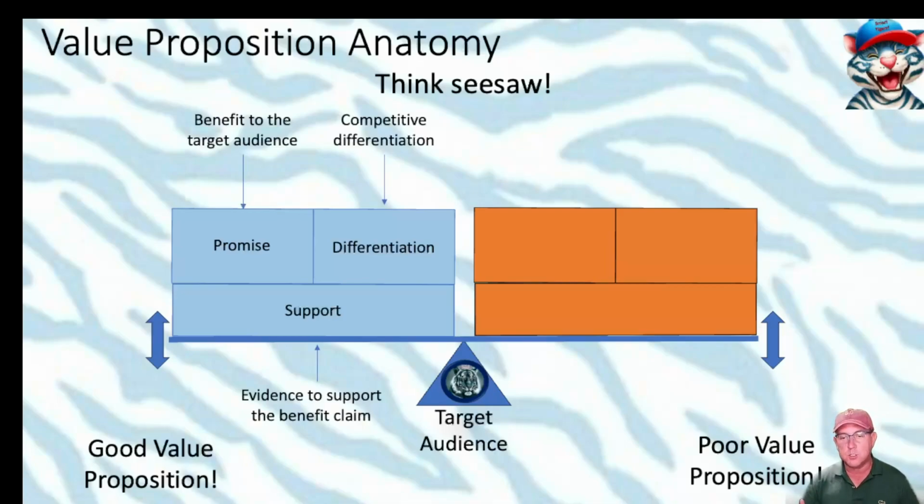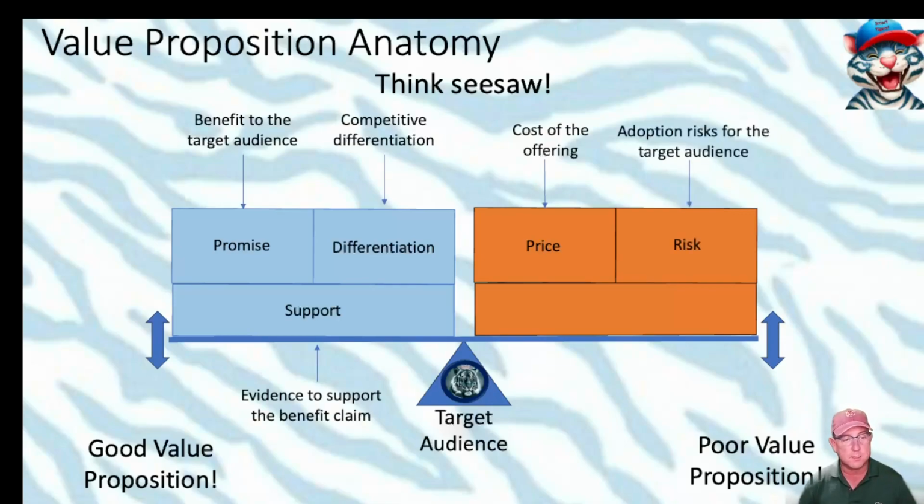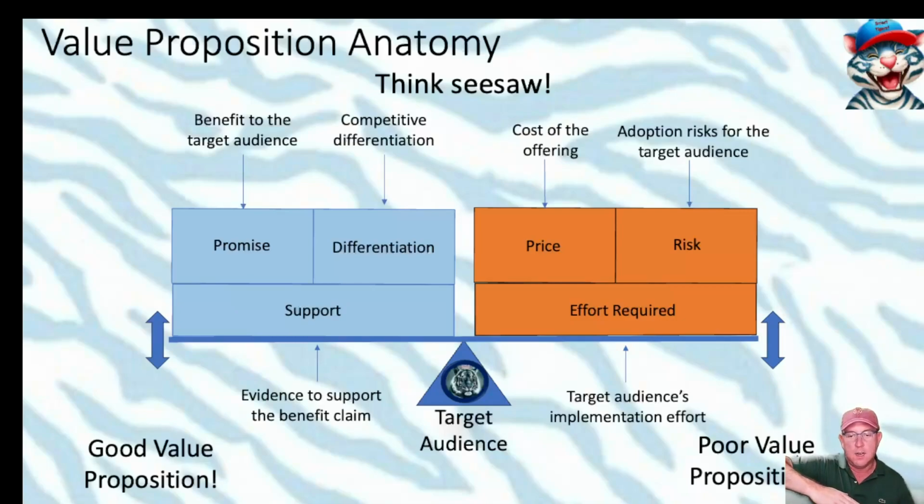Now, when it goes over to the orange boxes, when we talk about the customer, there's a price. There's going to be a cost for that customer to use your product or service. There's also a risk. By going to you, they're not going to another company. So there's some adoption risk for the target audience. And finally, there's an effort involved. Now, you see at the bottom a good value proposition and a poor value proposition. That's where the seesaw comes in, right? So if it goes down on the good value proposition side, the customer views that your product or service has a good value prop.